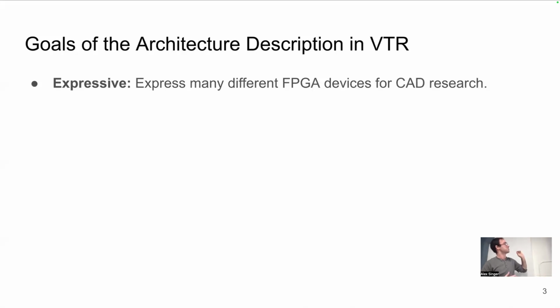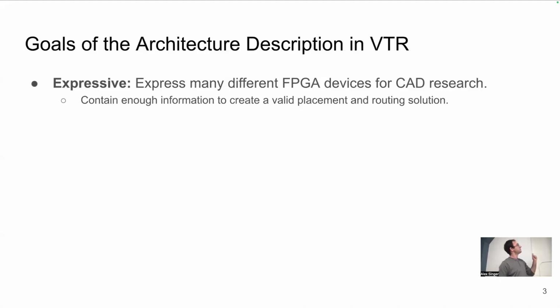The very first goal is that it must be expressive. I want to express many different FPGA devices for CAD research. If it was too focused on one particular class of FPGA, that wouldn't be very good for CAD research. We want to try different architectures and see different architectures. And it should contain enough information to create a valid placement and routing solution. What that means is that there's a lot of detail in the weeds when it comes to an FPGA architecture. Do I really need to know that this is made up of 4 transistors and this one's made up of 2 transistors and they have these different connections? Really, all I need is the bare minimum of what the CAD tools need to understand this stuff.